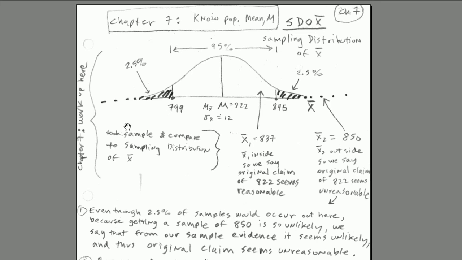That allowed us to take a sample and compare our sample to the sampling distribution of Xbar. So if we went out and got a sample of $837, well, that lies within this range here. So we assume that the original claim is reasonable. In essence, we say, well, 837, that's just sampling error. However, if we got a value out here or down here, for example, an Xbar equal to $850, well, then the sampling error, the distance between these two, is so big, we say maybe this original claim is not reasonable.